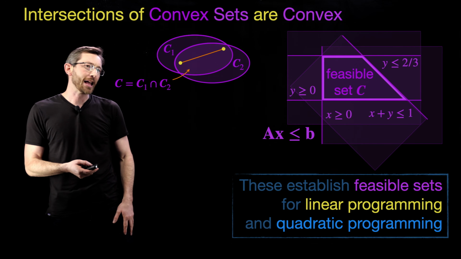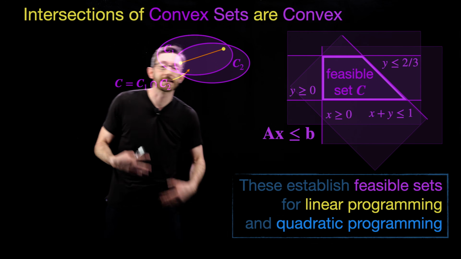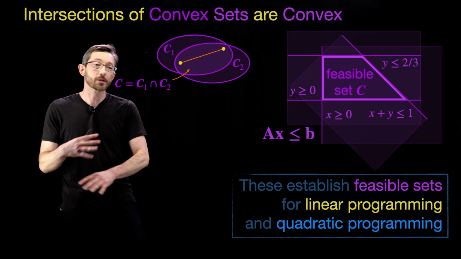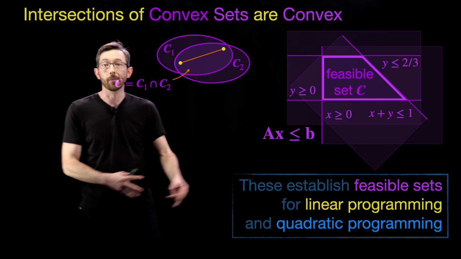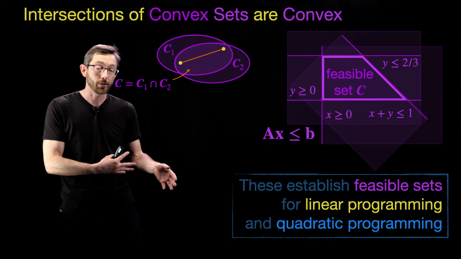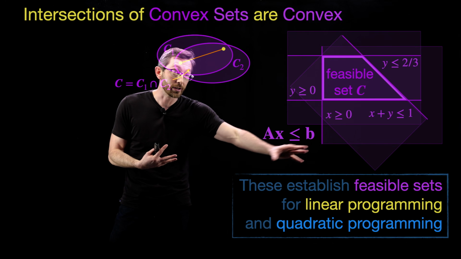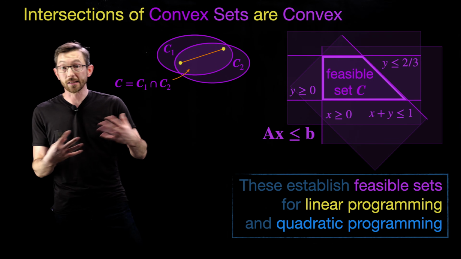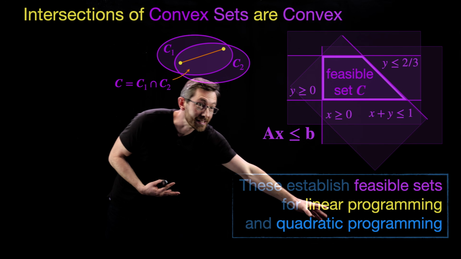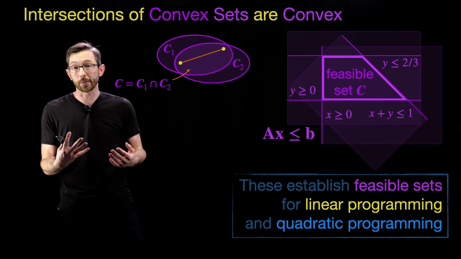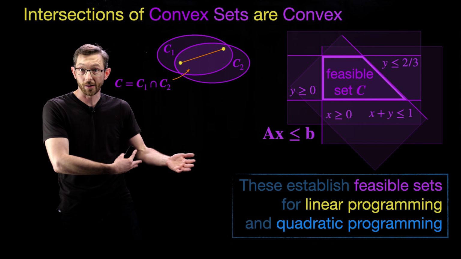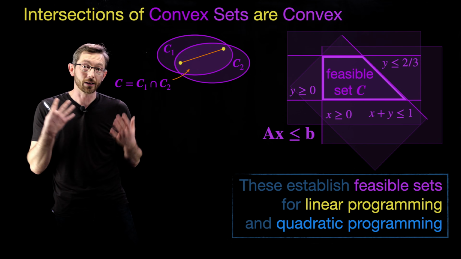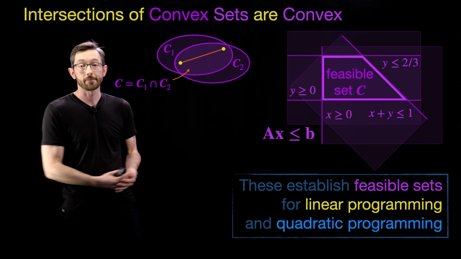Good. And this, again, like I said, establishes the feasible sets that we're going to use for every linear programming problem and for every quadratic programming problem. The constraints are going to be of this form, and so we're going to get these convex feasible sets. So that's one of the nice things about linear programming and quadratic programming, is that they're convex optimization problems that have really good generic solution techniques.